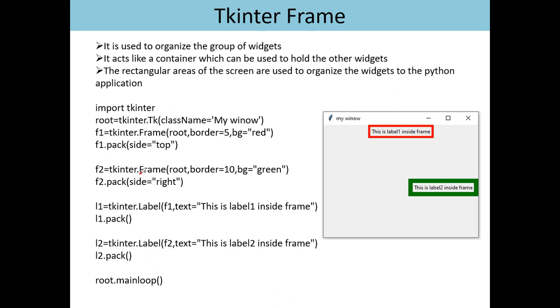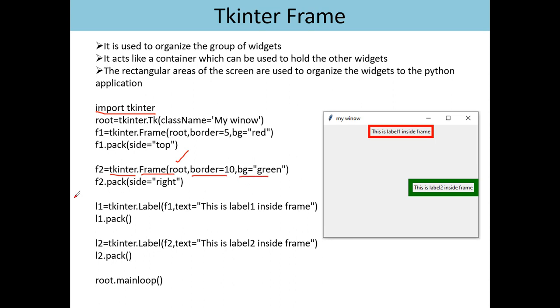So tkinter dot Frame. Frame is a class again. Here it is specifying tkinter dot Frame because we have imported tkinter, not that star pattern. So with tkinter dot Frame, you have to specify the parent window, and you can give some borders and colors.